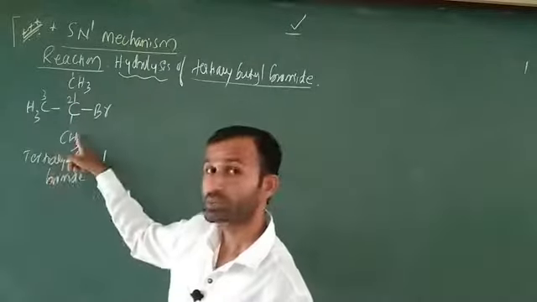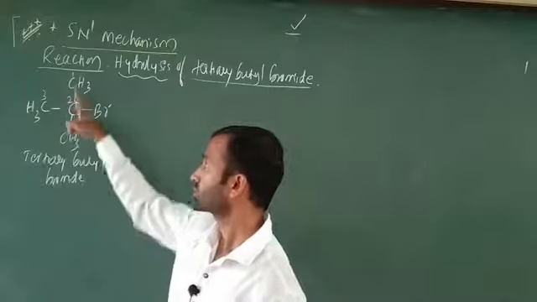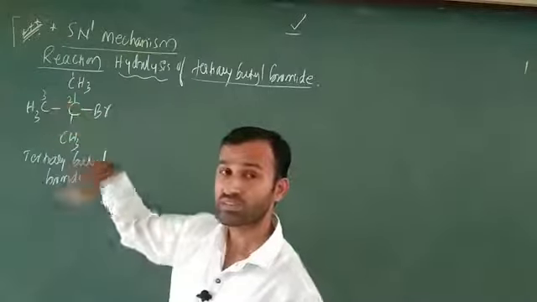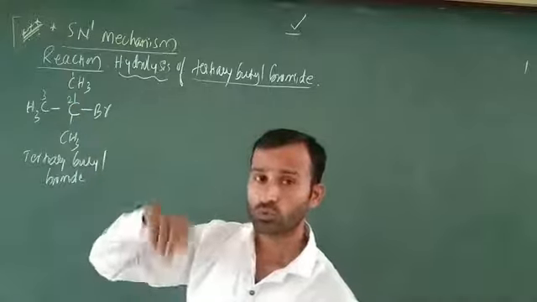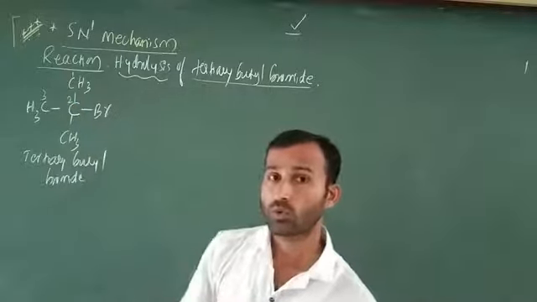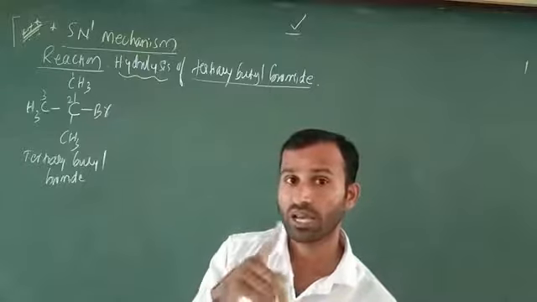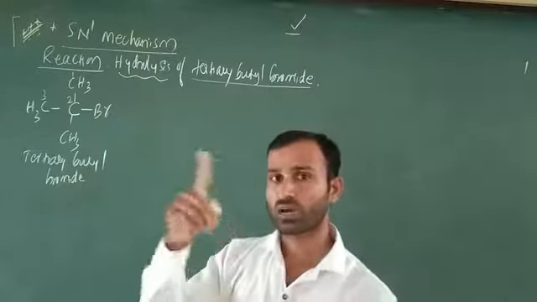This acts as a substituent group. 2-bromo, 2-methyl. Totally, how many carbons are there? Three carbons. 2-bromo, 2-methyl propane. Why will bromo come first? Because of alphabetical order: B will come first, after that M will come.